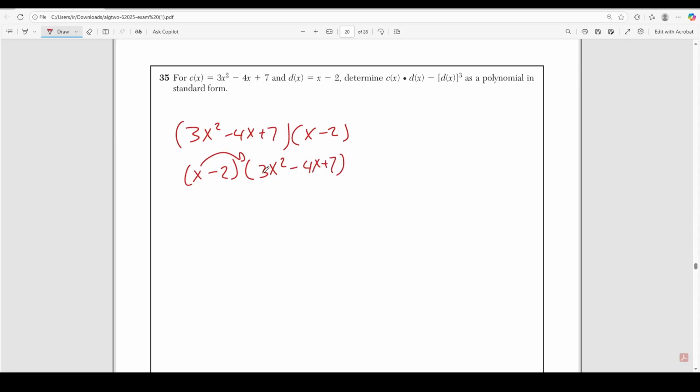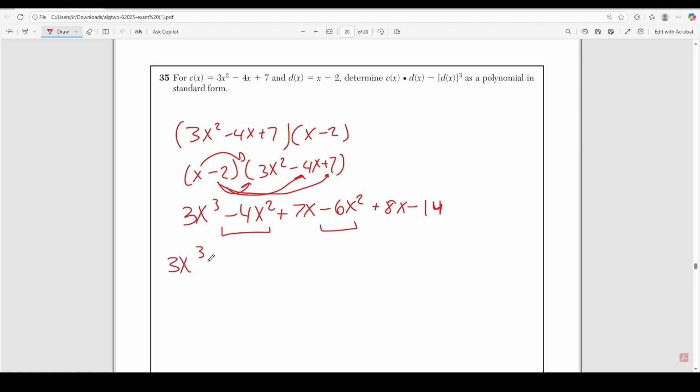Okay, so x times 3x squared is 3x cubed. X times negative 4x is negative 4x squared. X times positive 7 is positive 7x. Okay, here we have negative 2 times 3x squared, which is negative 6x squared. Negative 2 times negative 4 is positive 8x. Remember it's negative 2 times negative 4x, so we have to slap the x on there. And here we have negative 2 times positive 7, which is negative 14. So now let's combine like terms. Here we have a minus 4x squared and minus 6x squared. So we have 3x cubed minus 10x squared plus 15x, because we combined these two together, minus 14.